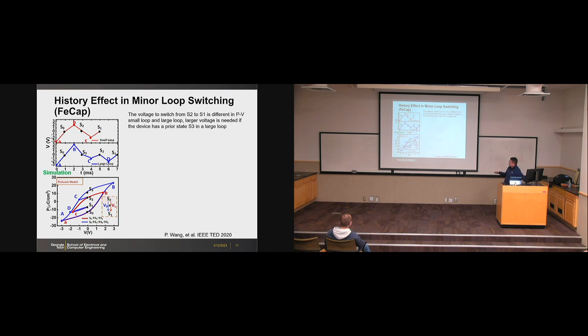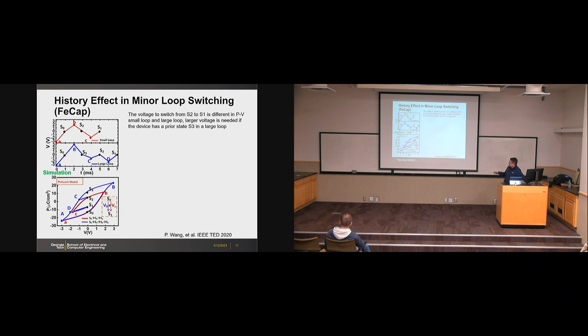So here we have, let's say, a larger loop, which is the blue curve, and then a minor loop, which is the red curve. Let's say we start with the S0 state, which you can think of as a ground state, and we apply positive voltage. For example, with the minor loop, we can go to the S2 state, and then we apply negative voltage, and we can switch from S2 back to the S1 state. So this is a minor loop.